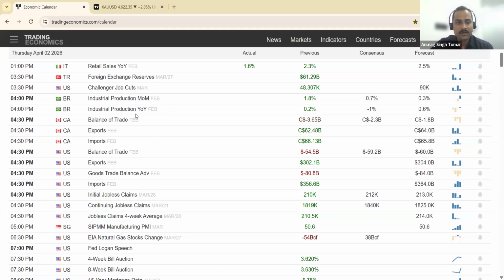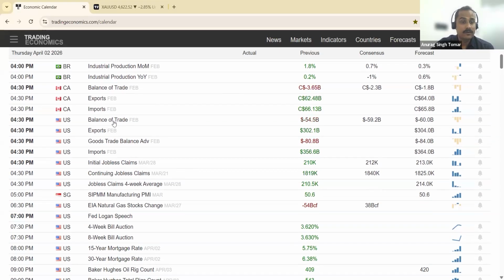Then we have the Canada data for the balance of trade, and it is going to come in negative for sure, right? Then we have the balance of trade data for the US, and it is also going to come in deficit. The US never has a surplus budget, right? They spend more as compared to what they earn.